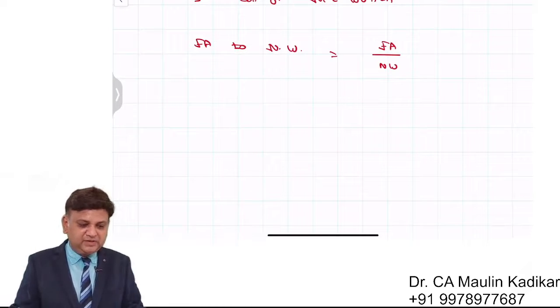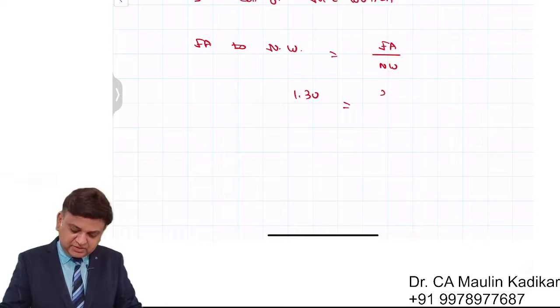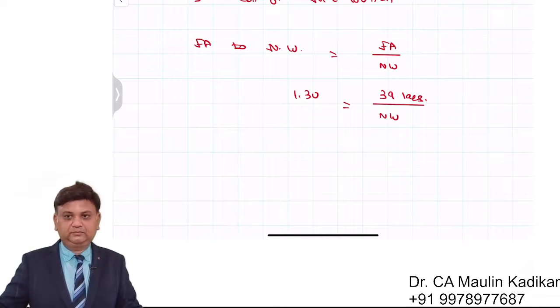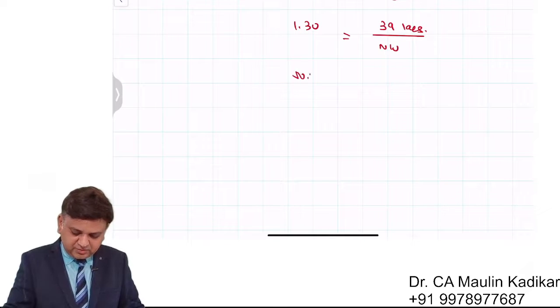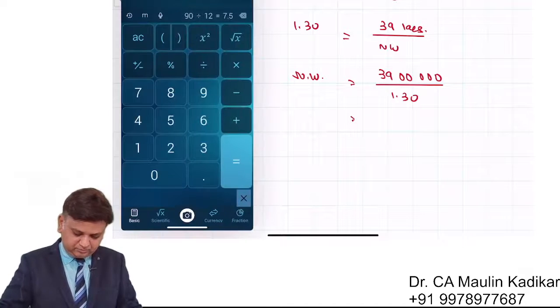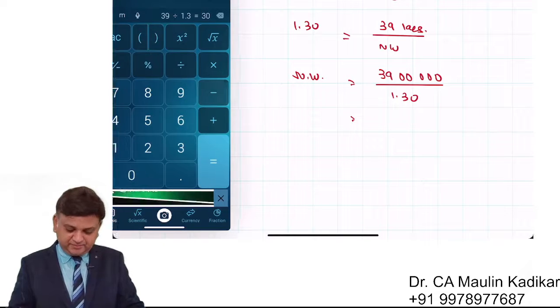Fixed asset to net worth is given to us in the question as 1.3:1. It does not make sense otherwise. 1.3 equals the amount of the fixed asset, 39 lakhs, divided by net worth. So net worth is equal to 39 lakhs divided by 1.3. That comes to 30 lakhs.